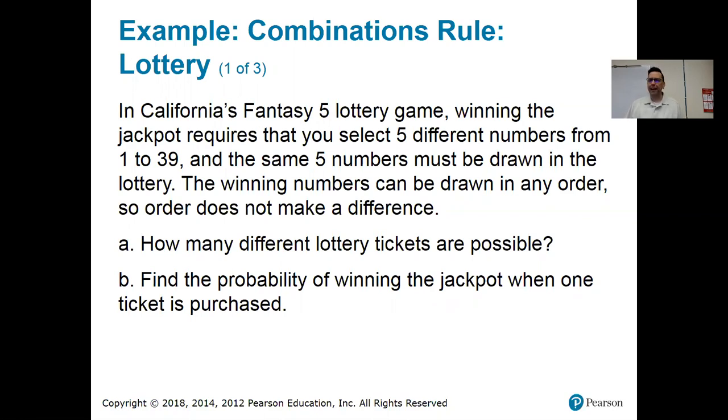So in California's Fantasy 5 lottery game, winning the jackpot requires that you select 5 numbers from 1 to 39. The winning numbers can be drawn in any order. Okay, so as long as your ticket has the same numbers as the numbers that are drawn, doesn't matter what order they're in, you win the jackpot. So the first question is, how many different lottery tickets are possible? And then once we figure that out, it should be easy to figure out what's the probability of winning the jackpot when you purchase one ticket.